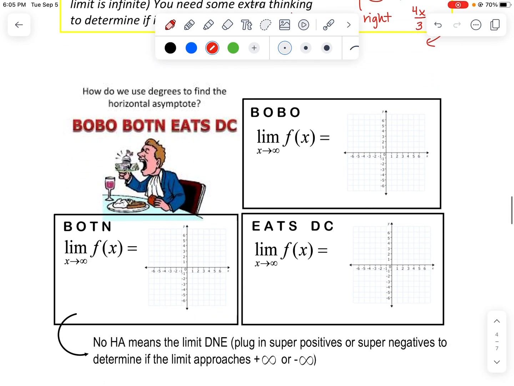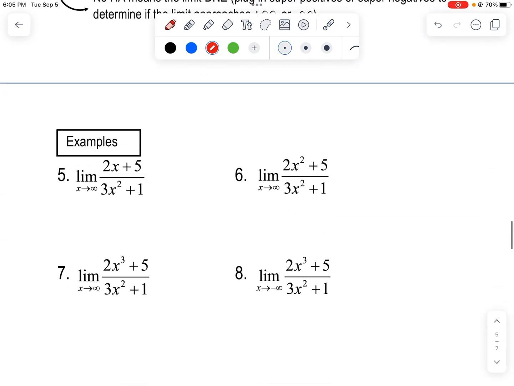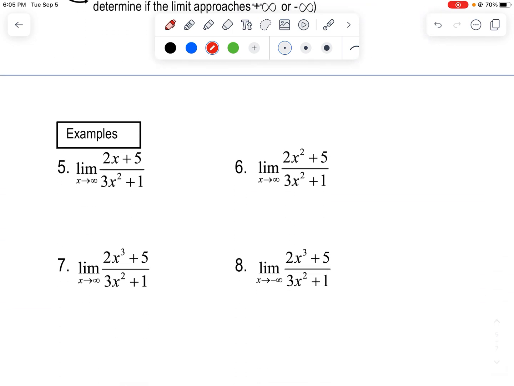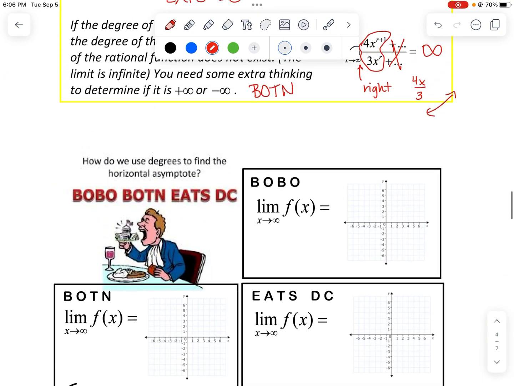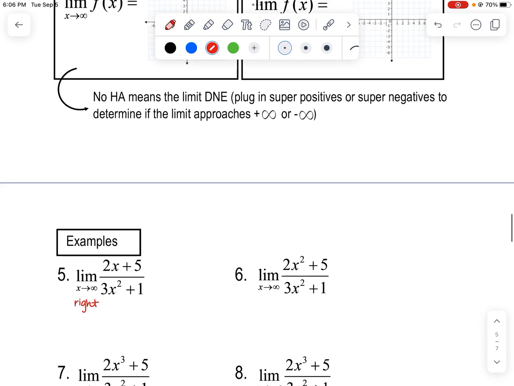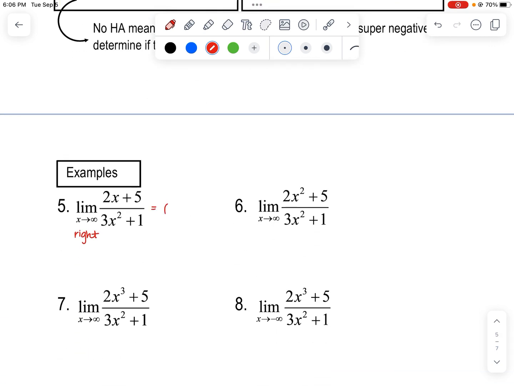So here's your refresher. BoBo, Bottom, EATS DC. And then here are some examples. Number 5, as x approaches positive infinity, that is saying, what is the right arrow doing? The degree on bottom is bigger. Bigger on bottom, that right arrow is going to 0.